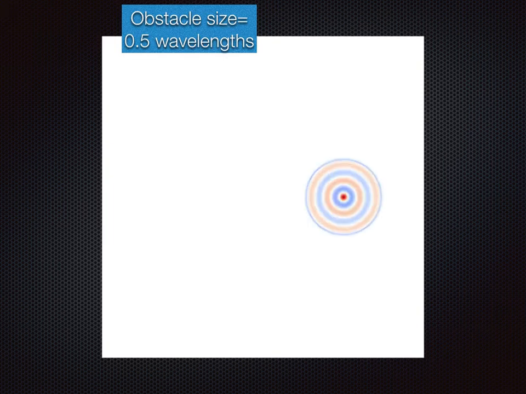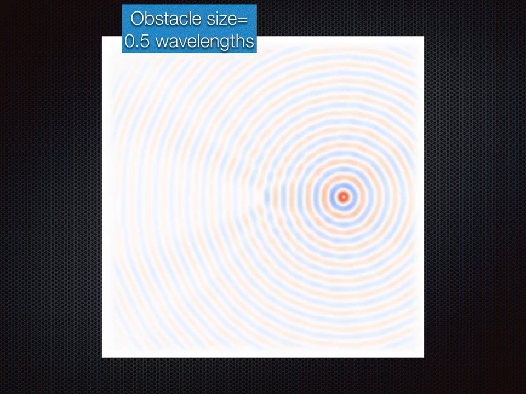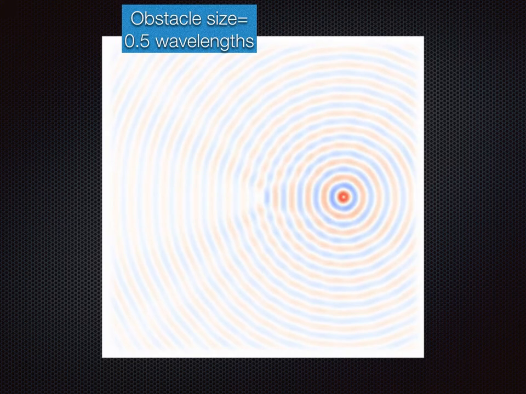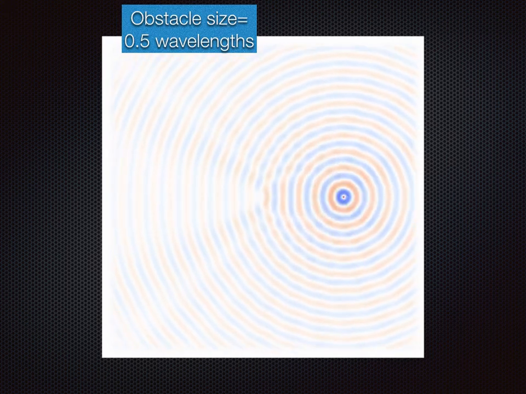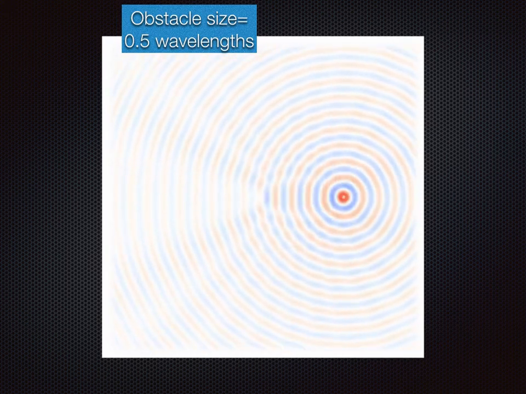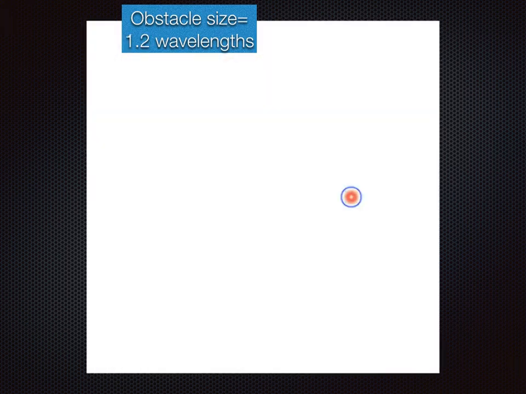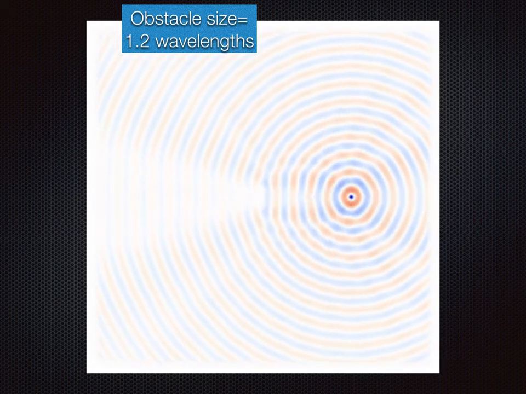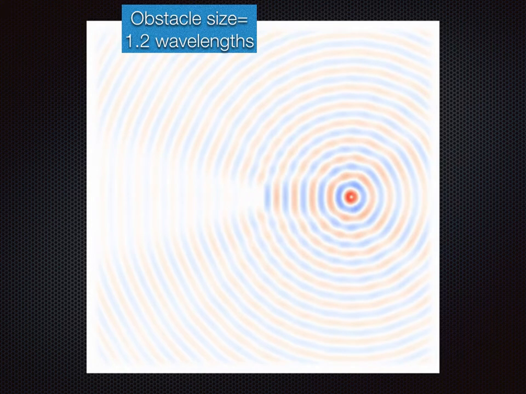We start the simulations with a small obstacle of size 0.5 wavelengths. This is a regime when wave propagation is essentially unaffected by the obstacle size, as it is much smaller as compared to the wavelength. This is at 1.2 wavelengths, and still we observe that wave propagation is more or less unaffected.